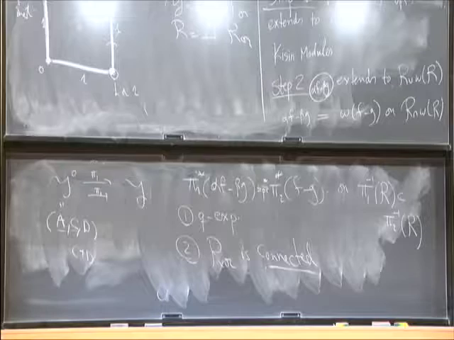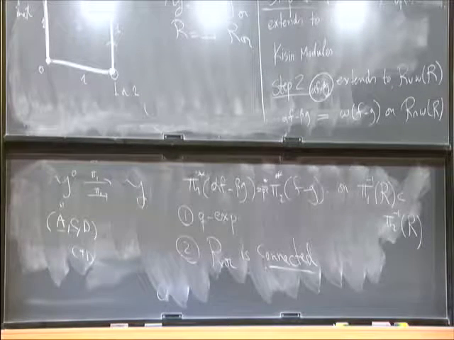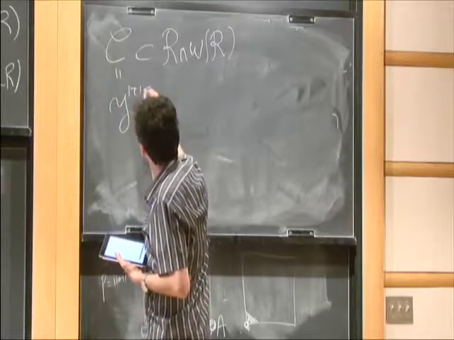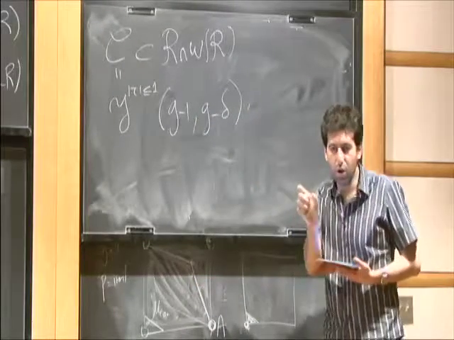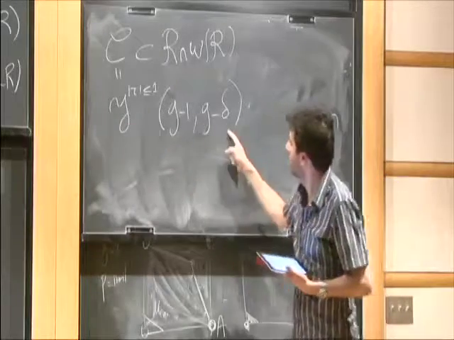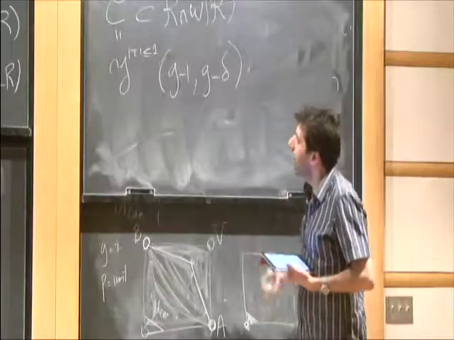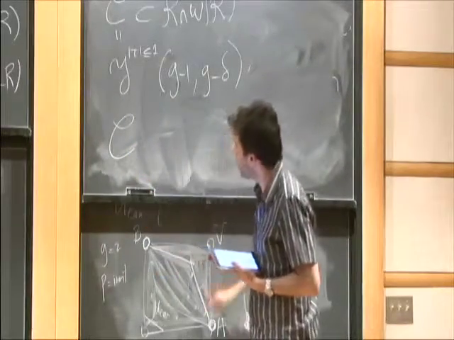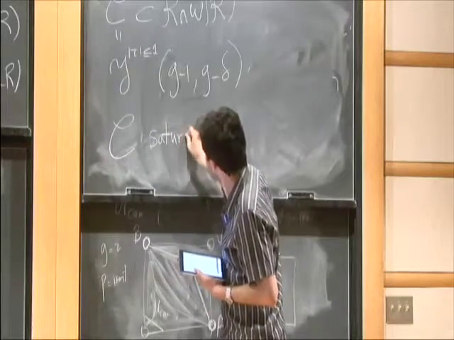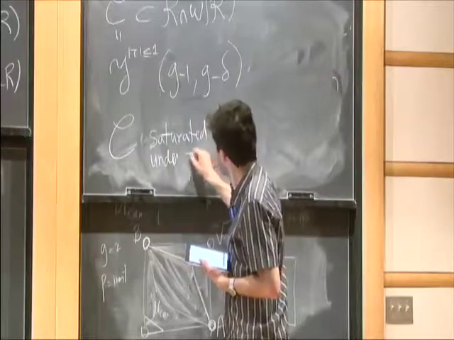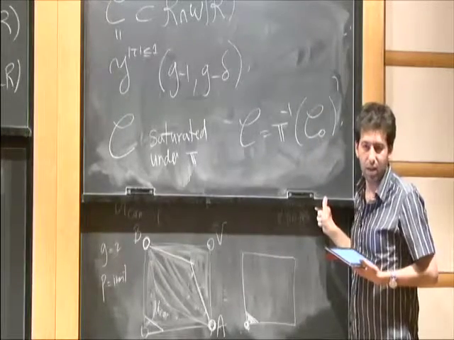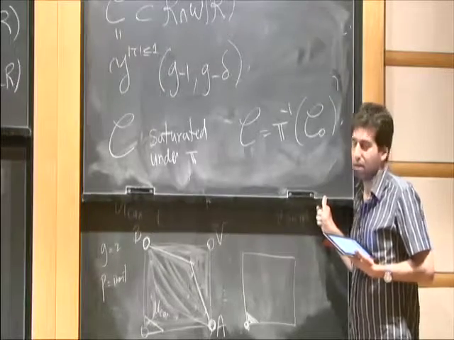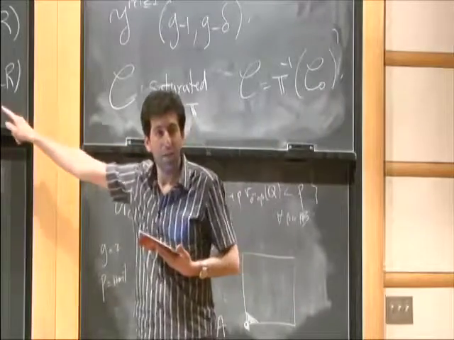So the solution to that is that I don't consider R intersection W R. I consider a subdomain inside that, which is given by the following formula. Okay, so it's smaller: instead of going from 1 to g minus delta, it goes from g minus 1 to g minus delta. And what's nice about this is that, using again Kisin module calculations, we can show that this C is saturated under pi. So C is pi inverse of some C0. That little trick that I want to use works on C. So that weaker thing actually tells you this, but only on C.